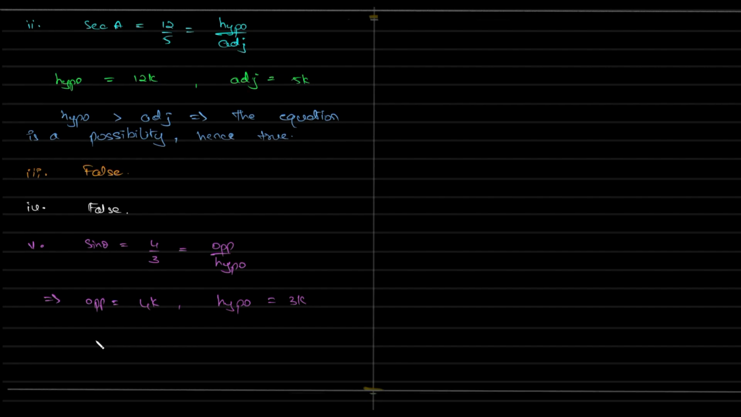4k is equal to some positive integer. Can this happen? It can't, right? You can't have the opposite side greater than the hypotenuse. So we will justify that it's a false statement. The reason we need to explain is that the opposite side cannot be greater than the hypotenuse in a triangle, right?